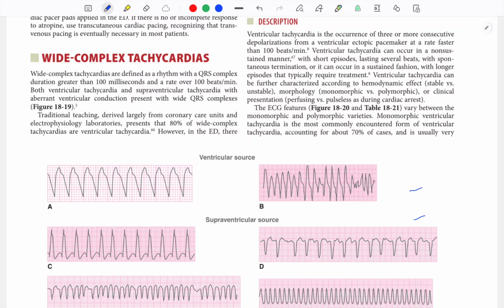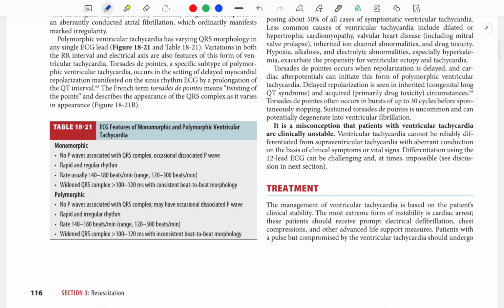In complete heart block, the RR interval is fixed. It is normal. In second degree Mobitz type 2 heart block, the PR interval is constant, RR is not fixed. What are the ECG features of monomorphic and polymorphic ventricular tachycardia?